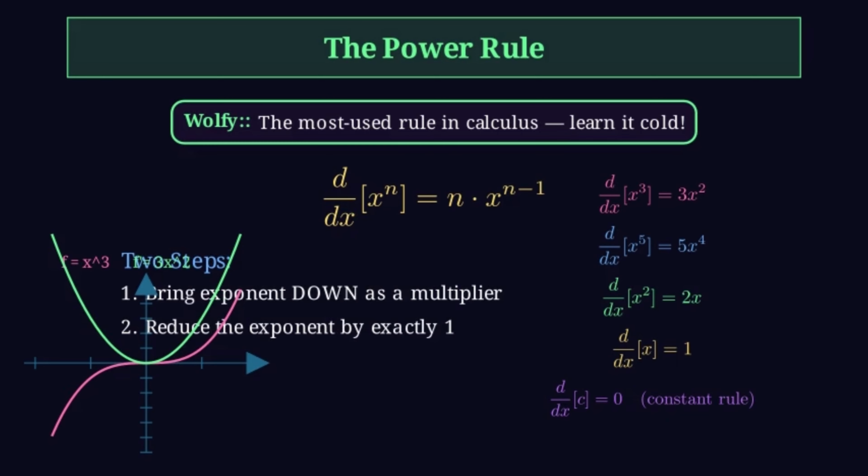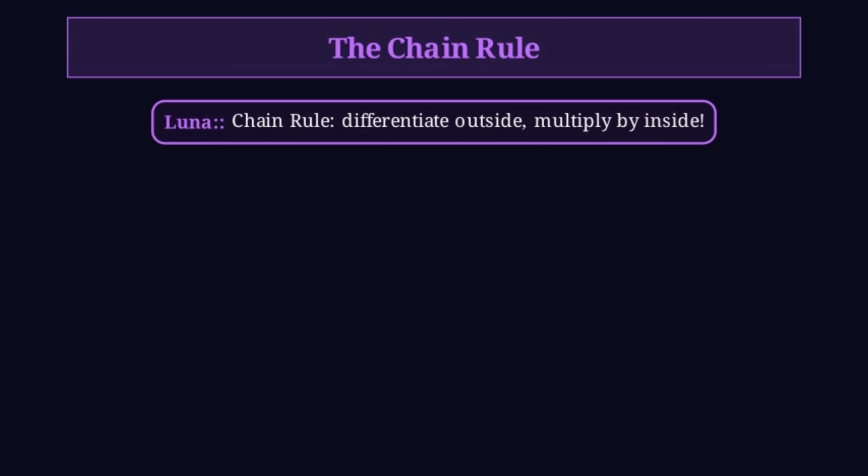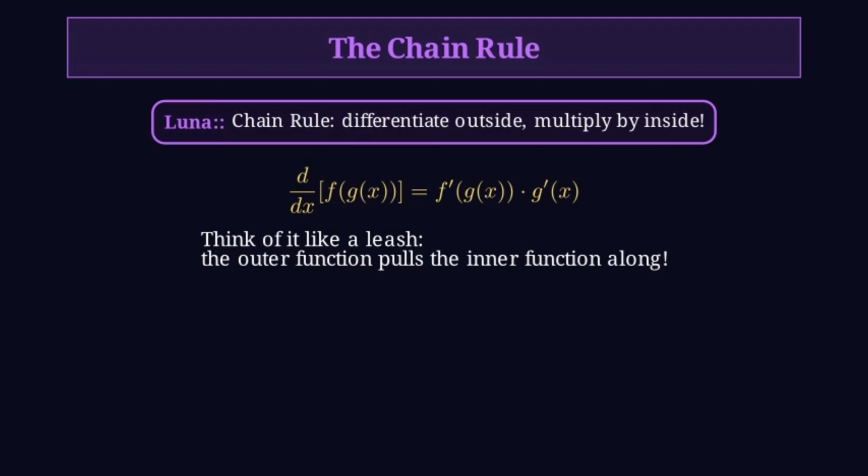2 more rules. The product rule handles 2 functions multiplied together. F prime g plus fg prime. Memory trick. First d second plus second d first. Example, derivative of x squared times sine x. First d second, 2x times sine x. Plus second d first x squared times cosine x. Done.